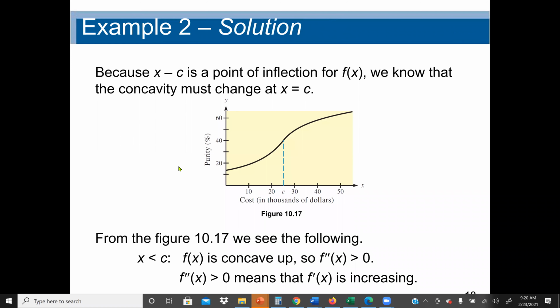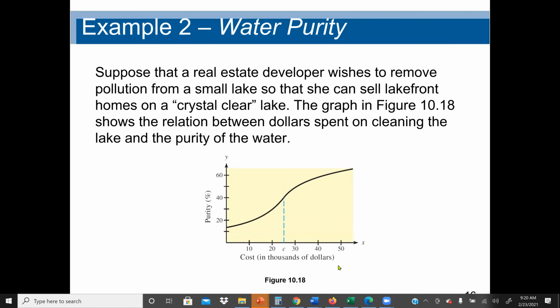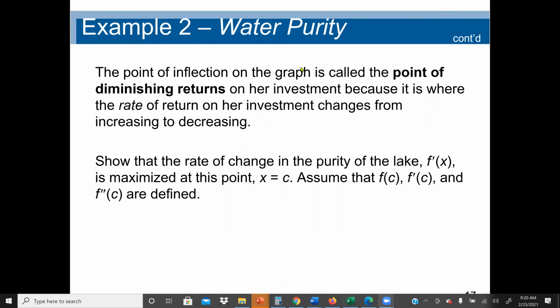Well, I think we are solving this question based on the graph. So let's go back and look at the graph well. We are going to use the values here. So C will be our point. By just looking at the graph, we know there's a change at C, and that's what they say we should look for. So the question says, look for the point of inflection on the graph at C, assuming F at C, the first derivative at C and the second derivative at C are defined. We are looking to show that the rate of change in purity of the lake is maximum at this point.